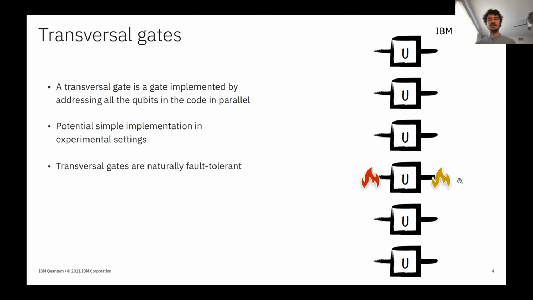And this is the key principle behind fault tolerance: you want correctable errors to remain correctable. And in order for that to happen, you don't want to be spreading errors throughout the system. So if you were coupling different qubits within your code, you could spread this error, which would lead to a logical error. So these are a very appealing set of gates, and they're very well studied in the quantum error correction literature.